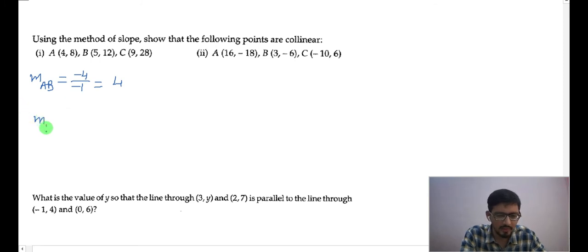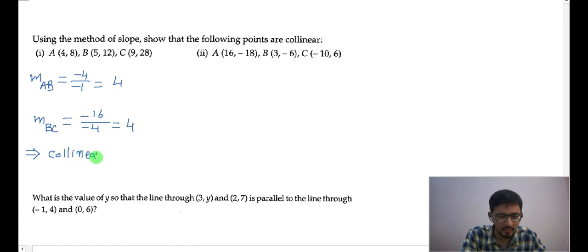Any two points you can take, AB, BC, AC, it's up to you. For example, I am now taking the slope of BC. Any two pairs you take, from them you can understand whether these are collinear or not. So if you are finding the slope of BC, what will you do? 12 minus 28, which is minus 16. And here 5 minus 9 is minus 4. So what will I get here? 4. So very clearly you can understand the slopes are coming equal. So from this what can I say? These A, B and C are collinear. That conclusion you can write properly: points A, B and C are collinear.